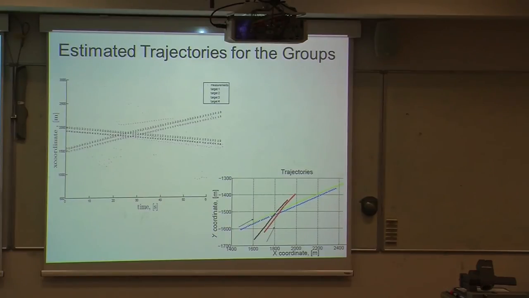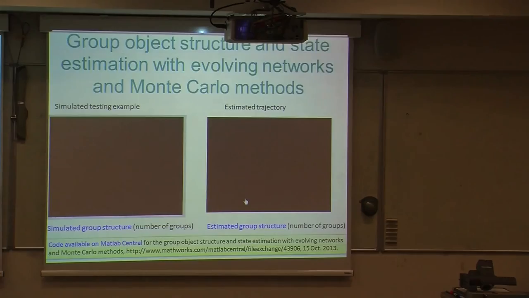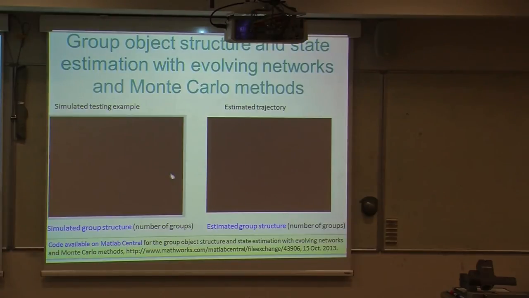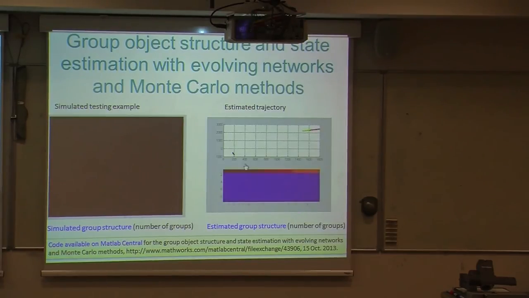That's the result for the estimated coordinates with simulated data. We also estimated the number of the components of the group. So what you see here is again two groups, they merge and then in a moment they split. So we have a variable number of the components of the group, that's the simulated, and that's what is obtained by the algorithm.